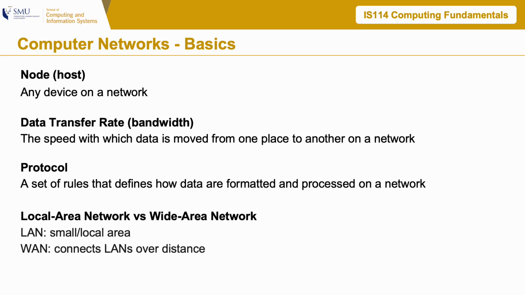Let's start with the network basics. A network is simply several devices connected to each other so they can talk to each other. The term node refers to any device on the network, for example, a computer, a router, or a printer. The data transfer rate, or bandwidth, measures how fast data can move across the network. A higher data transfer rate means the data can be transmitted faster. It means a shorter latency and a better user experience.